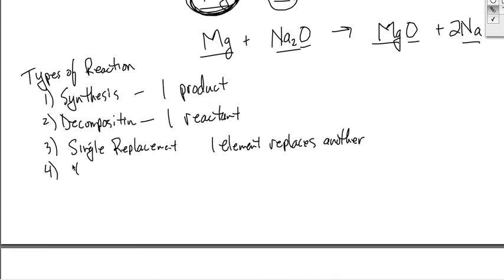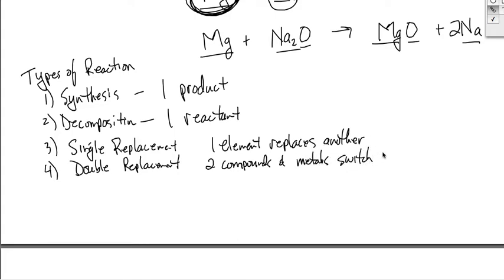Number 4 was a double displacement, or double replacement. And this is where you have 2 compounds and they switch places. The metals or the cations, okay? 2 compounds and the metals switch. So that would be like this. Let me give you an example.